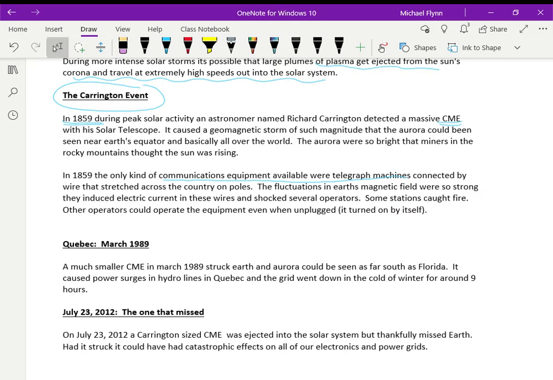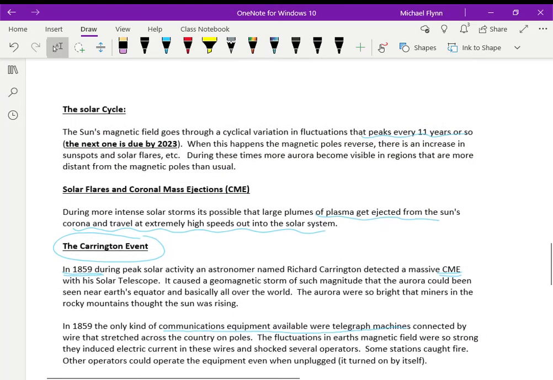Now we live in a very technologically advanced society with lots of technology all around us, and we have grown dependent on it. I have an electric car that could be fried by this. Okay. Now, when are we due for the next intense period of solar activity?